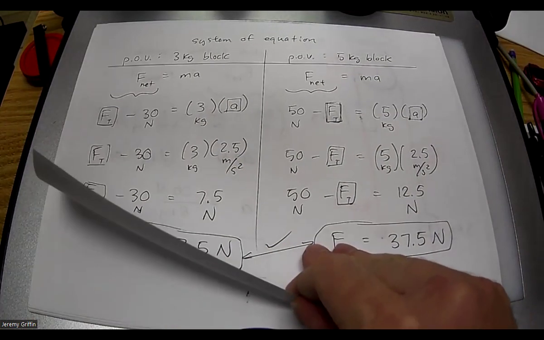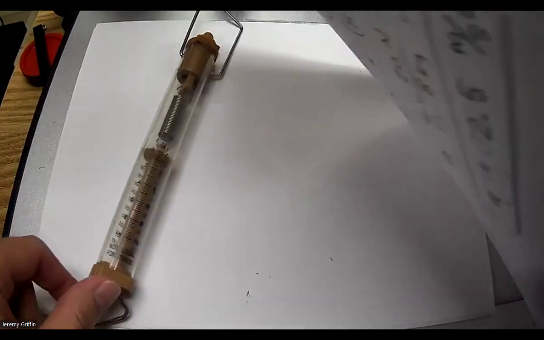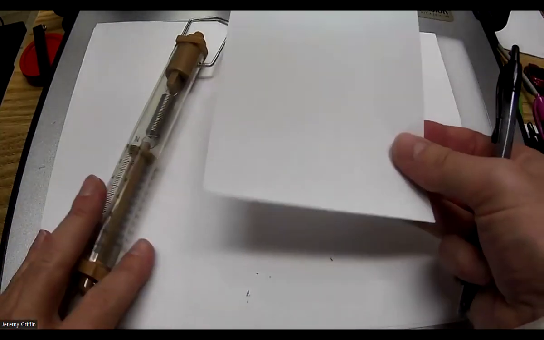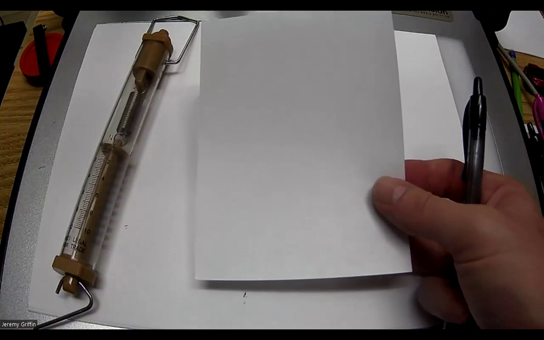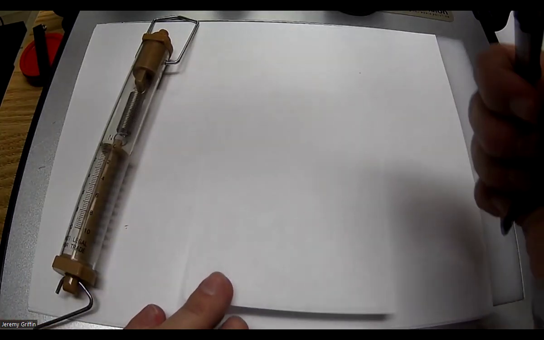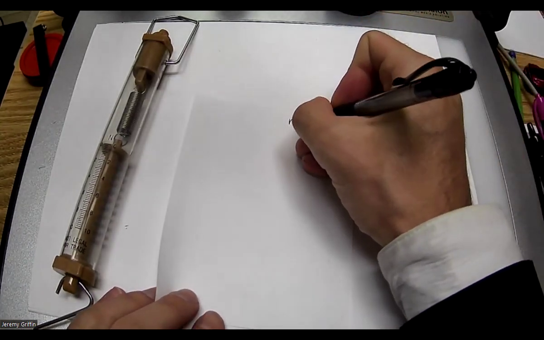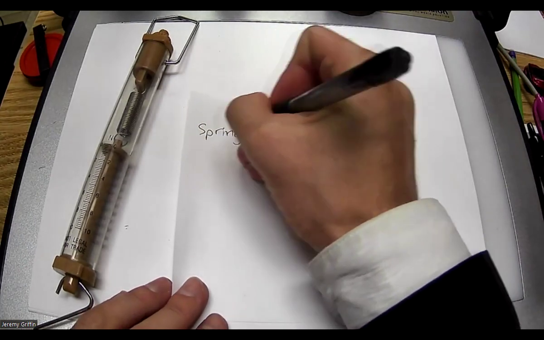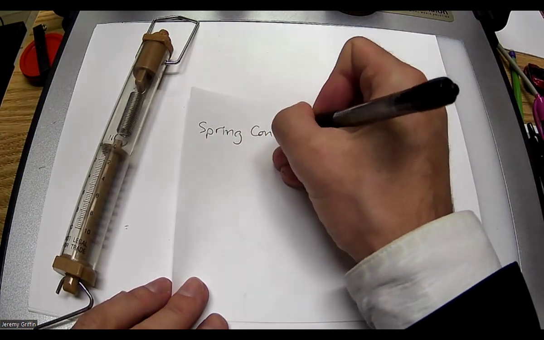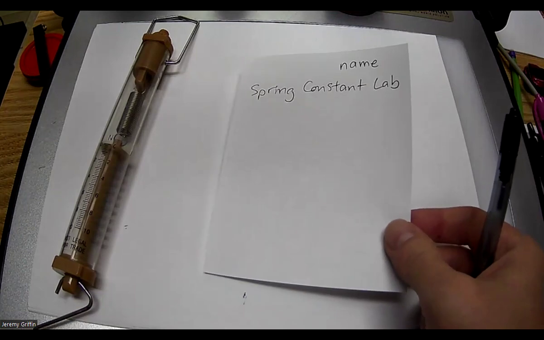All right. So I got one last item on my agenda, and that's this spring constant lab. You guys have on your desk, you guys got a quarter page? Everybody got a quarter page? We'll do this tomorrow. Okay. All right. So you guys got a quarter page. Write your name on the quarter page. And call this spring constant lab. You guys got that? Right.